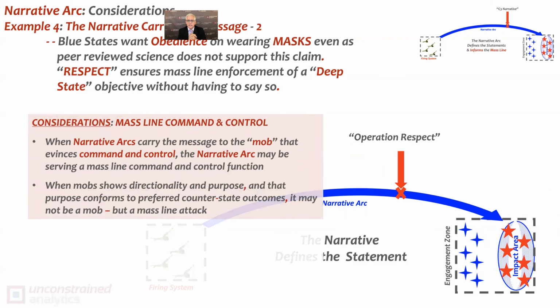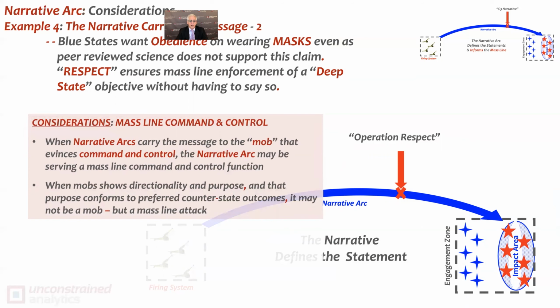How many times do these things have to happen before people understand that that's how these things roll? When narrative arcs, and you've heard this before, I just want to reinforce it. When narrative arcs carry mass line messages to the mob, that evidences command and control. The narrative arc may be serving a mass line command and control function.